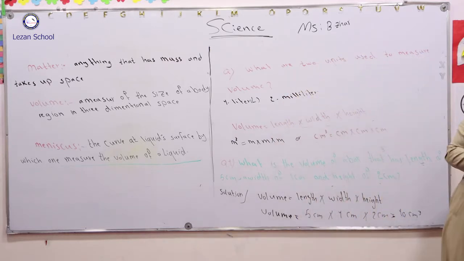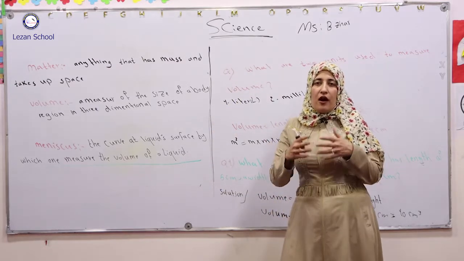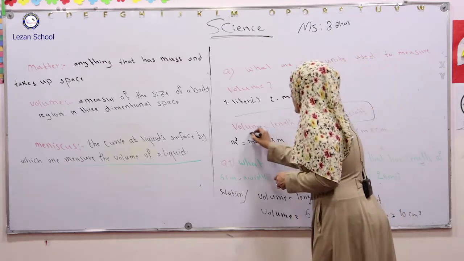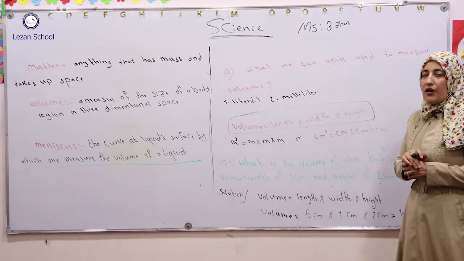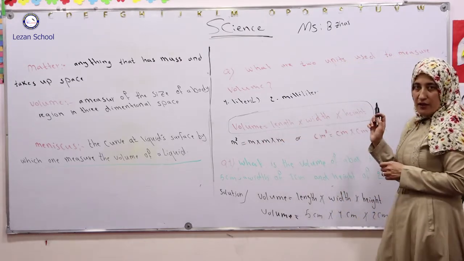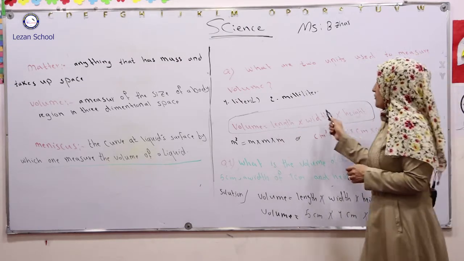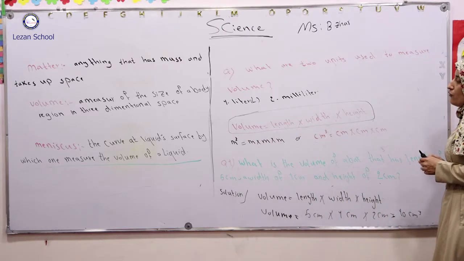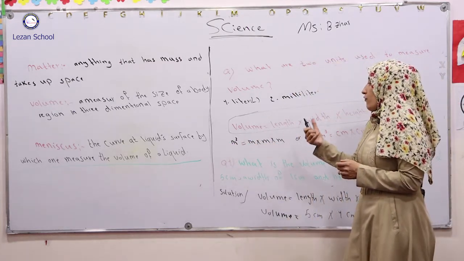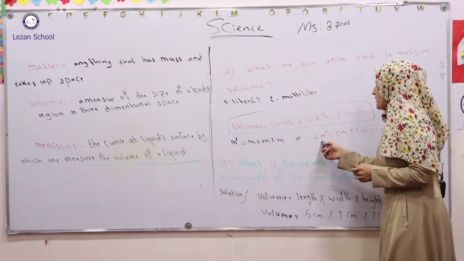So now we have the volume of solid regular shaped objects. How can we find the volume of solid objects? By using this equation, we can find the volume of regular shaped objects. Volume equals length multiplied by width multiplied by height. We must express the unit of volume of regular shaped objects in cubic meters or cubic centimeters.